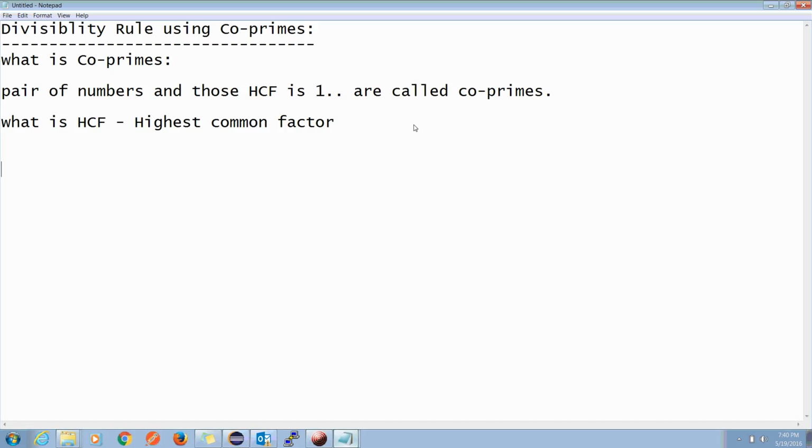So let's take example 5, 6. What are the factors for 5 and 6? 1, 5, and 1, 6. What is the highest common factor for this? It is 1. So 5 and 6 are co-primes.